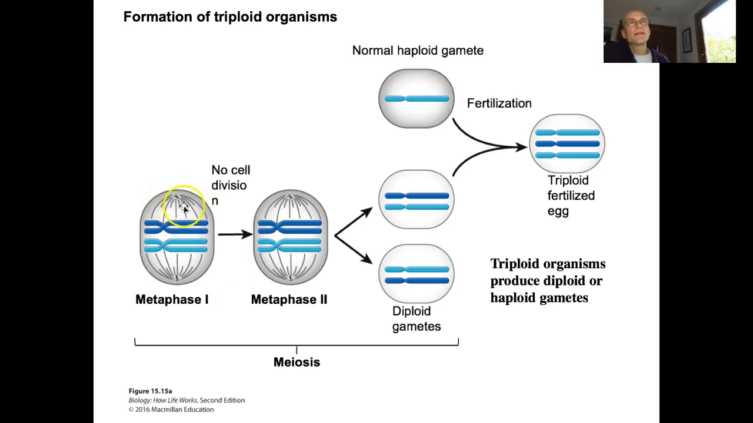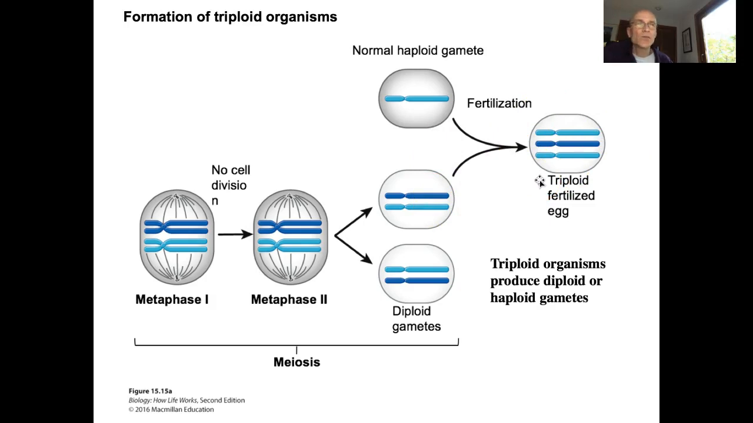In this case, we have an example where this goes through no cell division. We get duplication, but we don't get cell division. We have 2 chromosomes in the end in diploid gametes, and we have a regular haploid gamete here. So this is the normal haploid gamete. Here is one where cell division didn't happen, but DNA replication occurred. So imagine now that you have a diploid gamete being fertilized by a haploid gamete. Well, then you get a triploid fertilized egg.